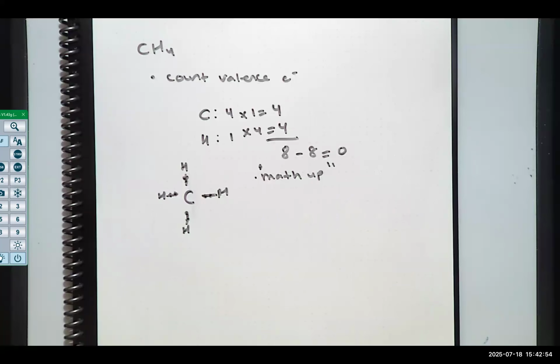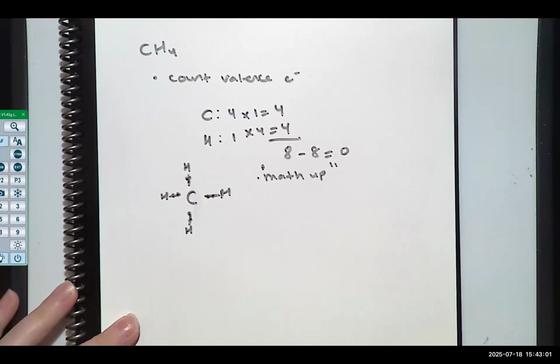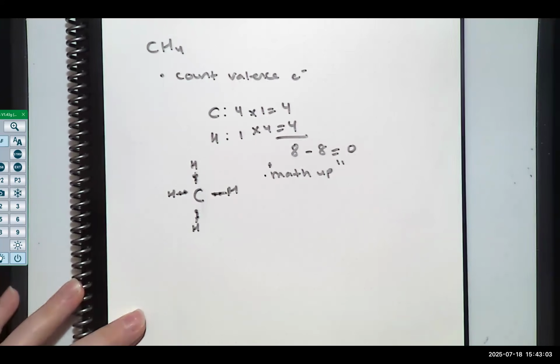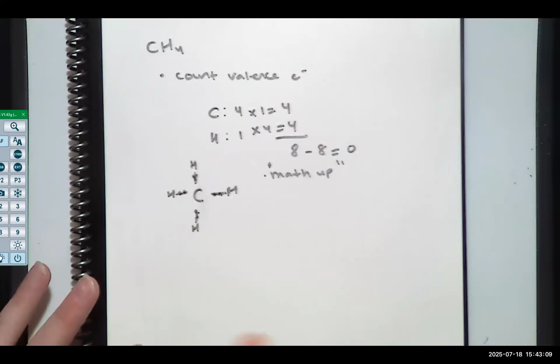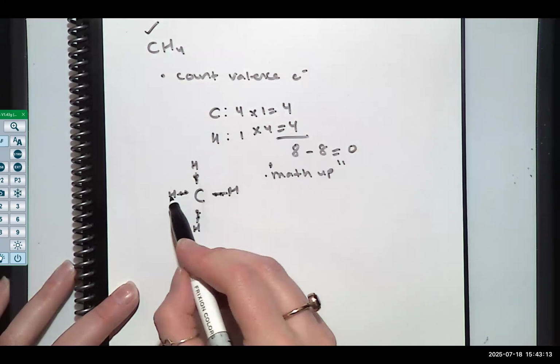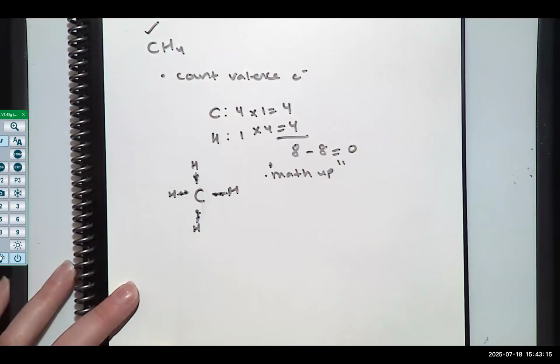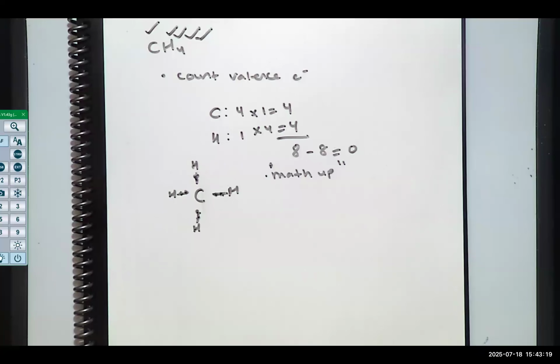Now, the next thing I like to do on this is double check to make sure everything has its duet or octet filled. If not, it might not be a valid Lewis structure. So our carbon has 2, 4, 6, 8 electrons making up the bonds around it. So our carbon is good. And each hydrogen has a bond to it, which means each hydrogen has 2, filling its duet rule. So we have our octet rule filled.